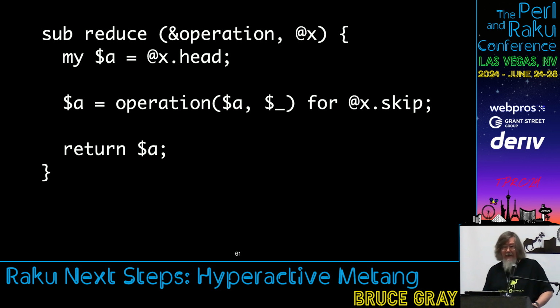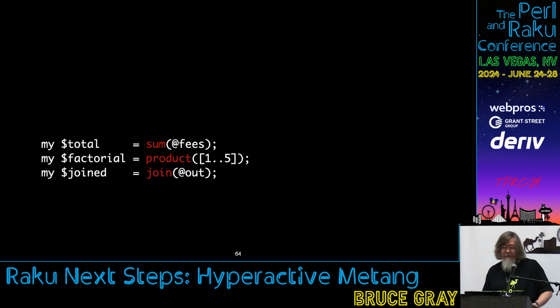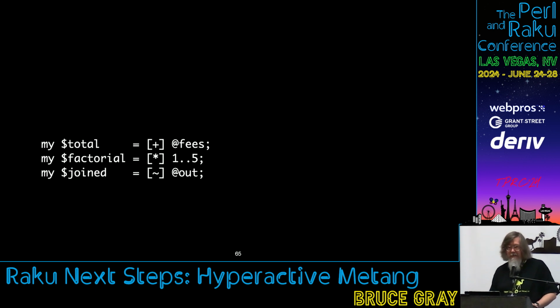So they had a syntax added for exactly that. We don't have to have these, which makes those fail. And that's our syntax. Square brackets around an infix operator is a reduction. That is sum, product, and join.